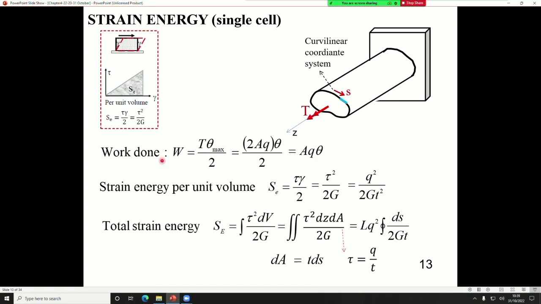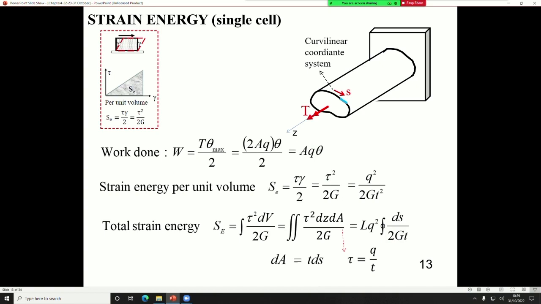And this is coming from the torque angle of twist response. Now I'm going to equate these two. So what you see on slide number 14 is the continuation of slide number 13. I'm going to equate these two terms. Any question on slide number 13?